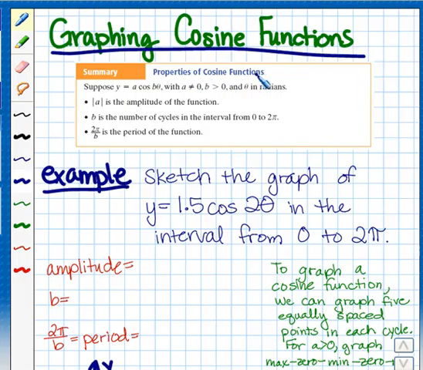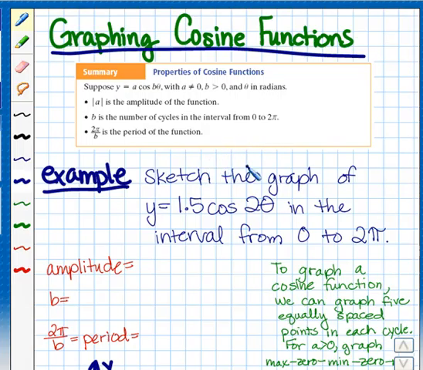First, let's look at the properties of cosine functions. Suppose y equals a cosine b theta, with a not equal to 0, b greater than 0, and theta in radians. The absolute value of a is the amplitude of the function. b is the number of cycles in the interval from 0 to 2 pi. And 2 pi over b is the period of the function. So if we want to graph a cosine function, we can use this information to help us with our graph.